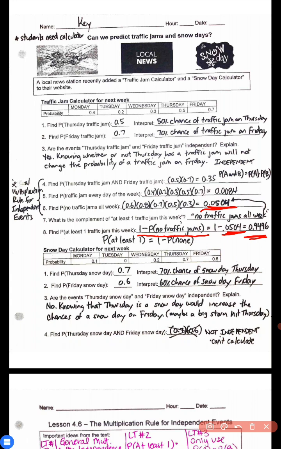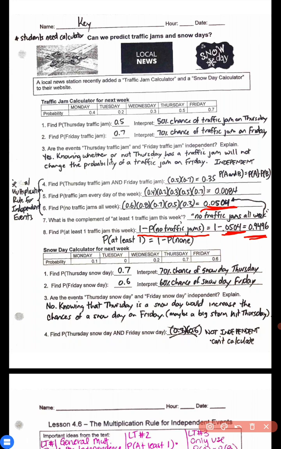So this one right here, again, is not a probability model. It does not add up to 100%. So what's the probability of a Thursday snow day? 0.7, right? That's pretty easy to read from the table. What's the probability of a Friday snow day? 0.6. And so here's the question. Are the events Thursday snow day and Friday snow day independent? And they are not. And I want you to think about why.